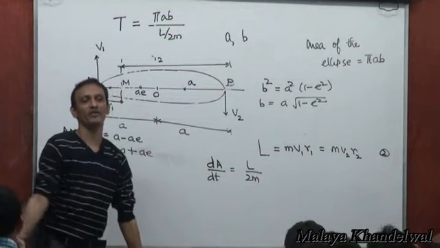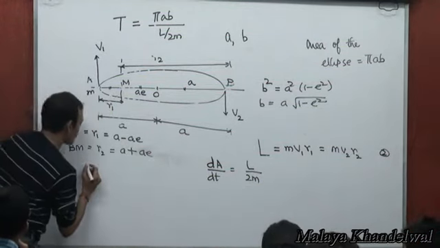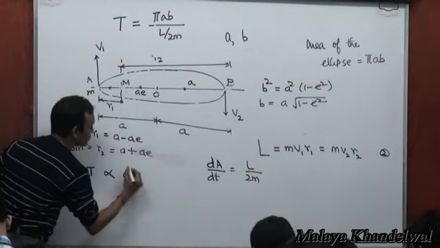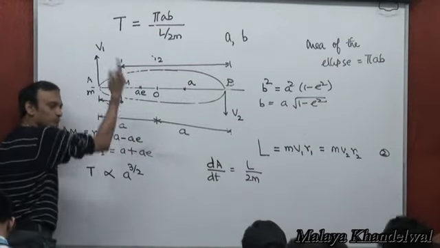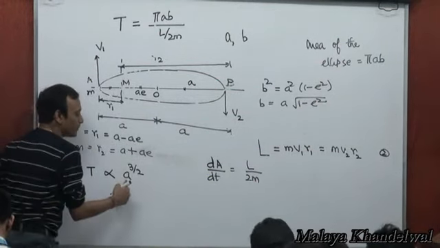Once you plug in everything, the final result, which is most important, is that eventually you'll get the time period T proportional to a to the power 3 by 2, where a is the semi-major axis of the ellipse described.